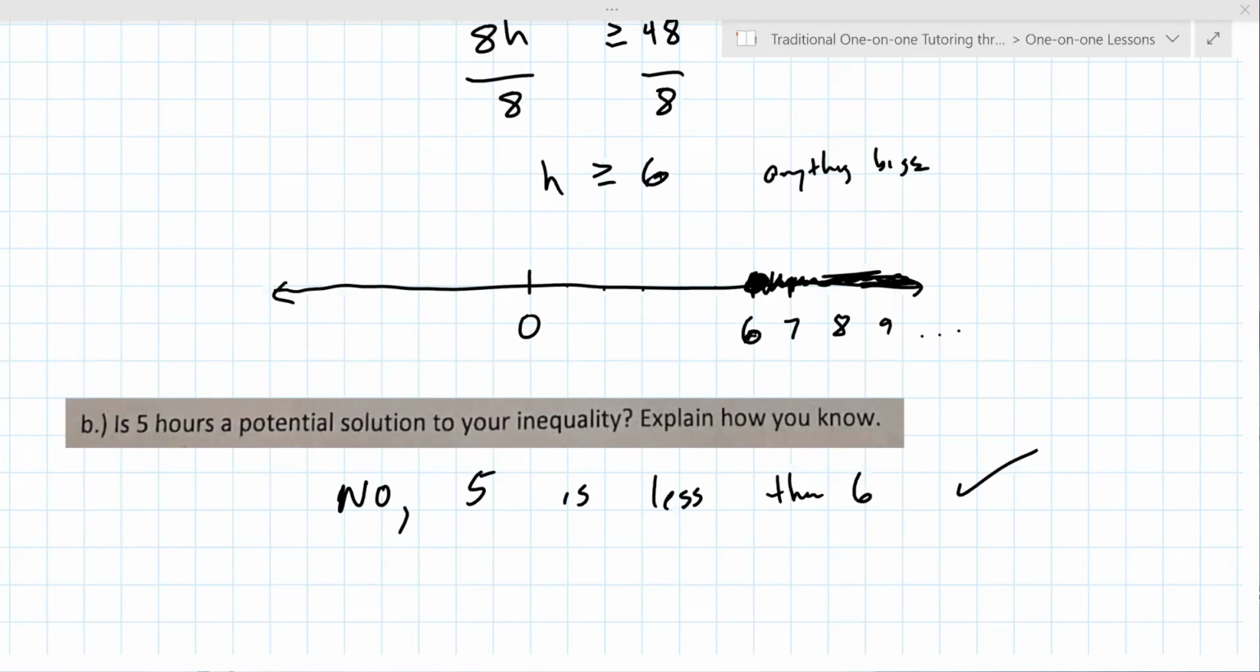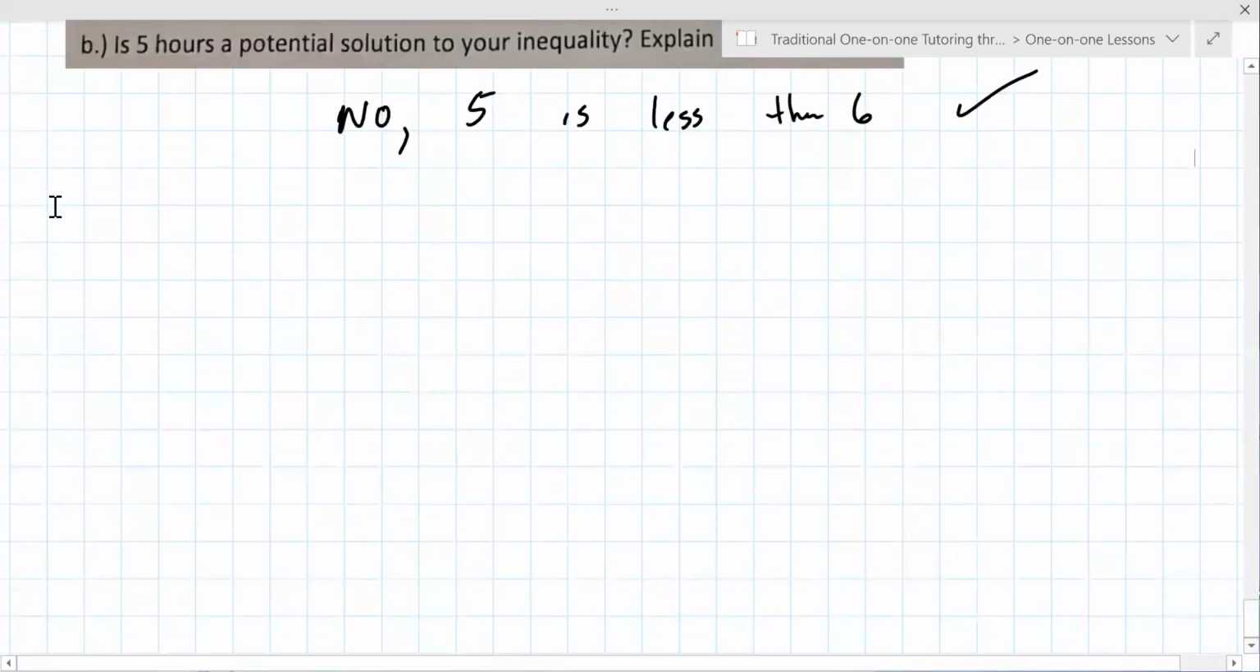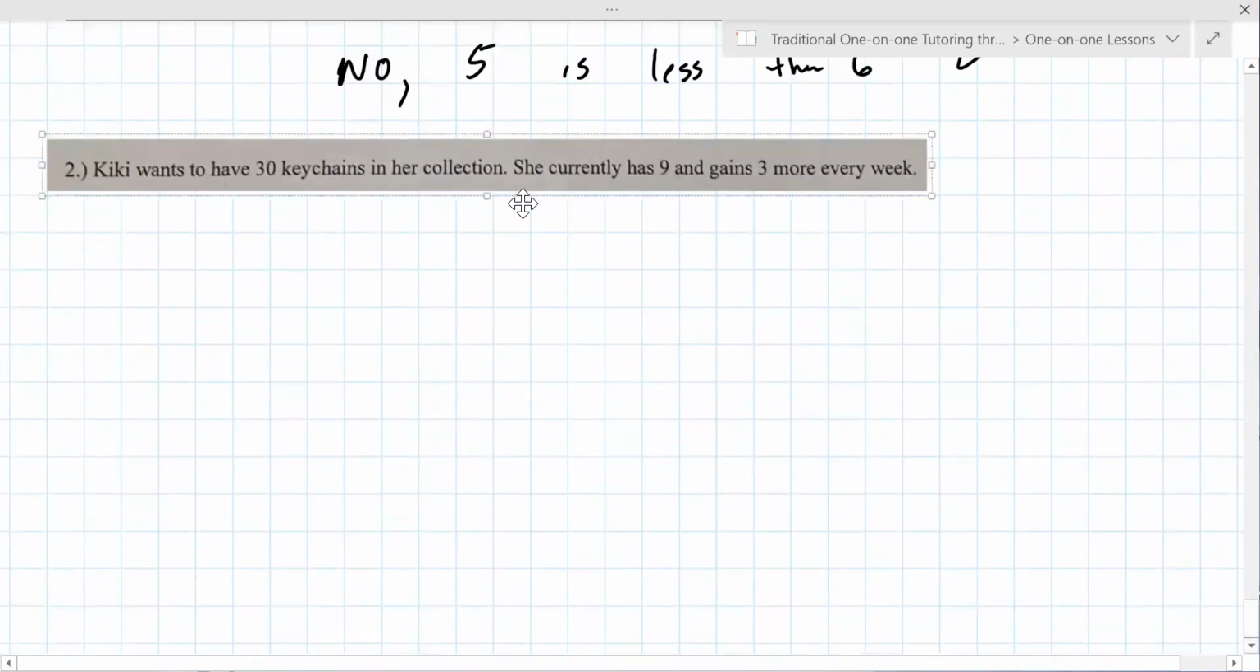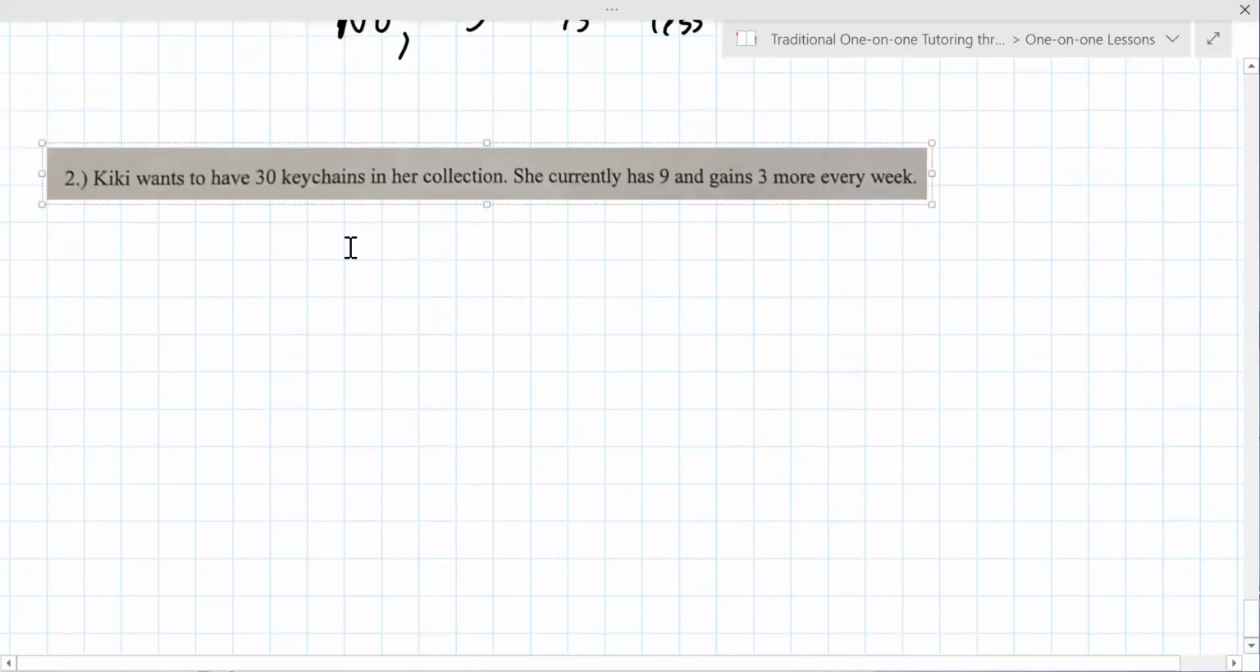All right, let's do one like this coming from the other worksheet. I want to get through these, and then we'll do some more solving 1 and 2 step equations to make that clear. All right, so Kiki wants to have 30 keychains in her collection. Kiki wants to have 30 keychains in her collection. So that's not very clear, but that means at least. Like, she's happy if she has 30. So at least is this symbol right here.